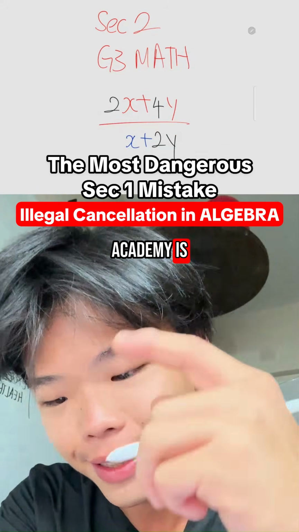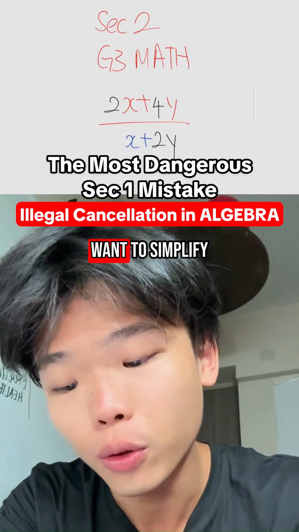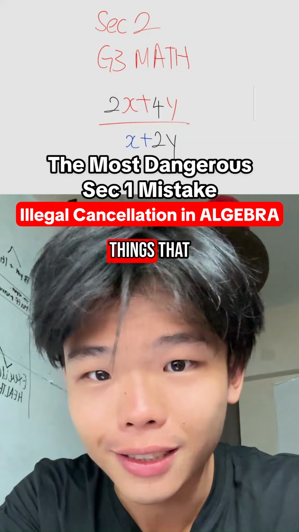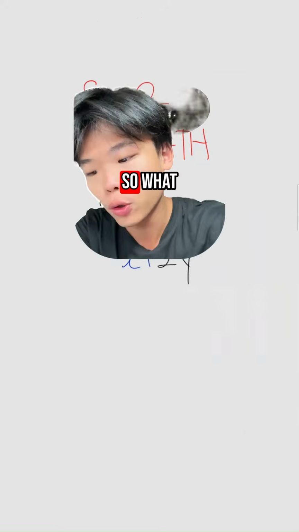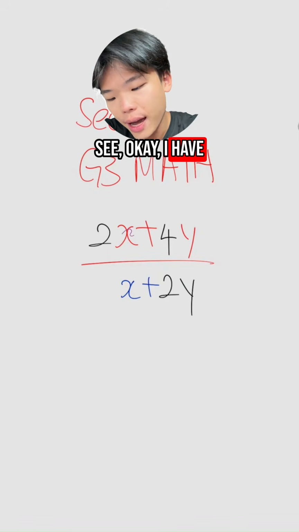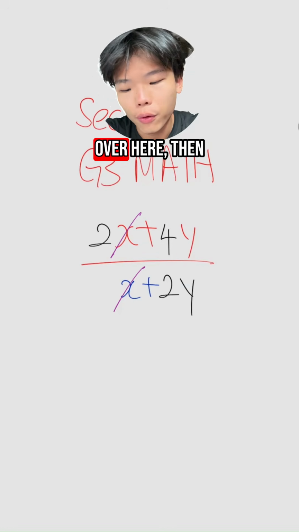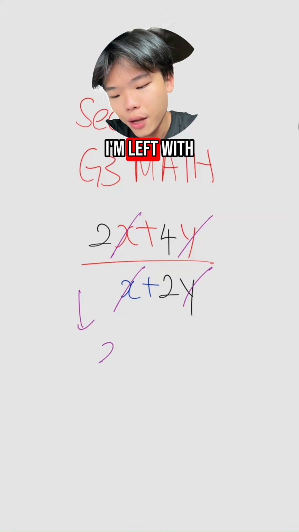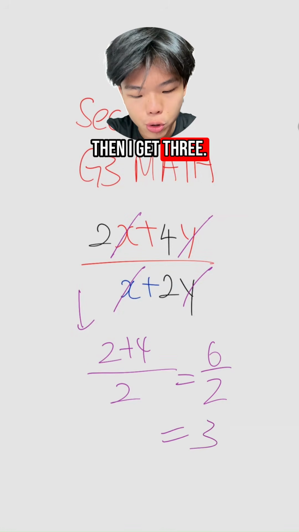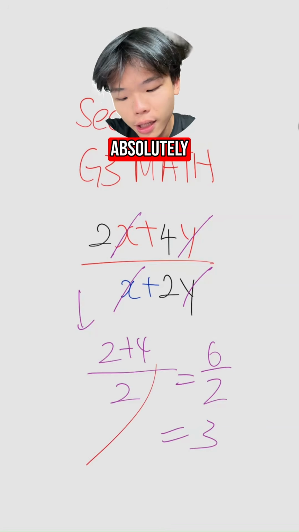Whenever students want to simplify a fraction, they simply strike out whatever things they see at the top and at the bottom, right? So students typically see, okay, I have an x over here, I'll strike it out, and then I have a y over here, I'll strike it out. Then in the end, I'm left with 2 plus 4 over 2, and then I get 6 over 2, and then I get 3, right? This is absolutely wrong, okay?